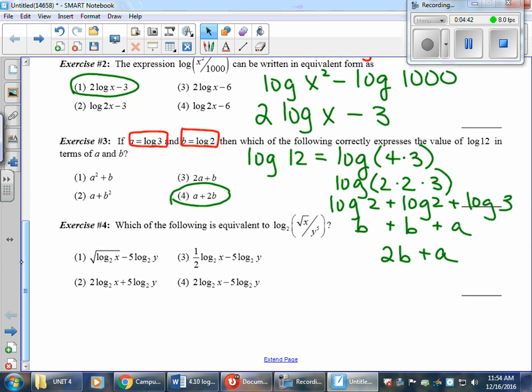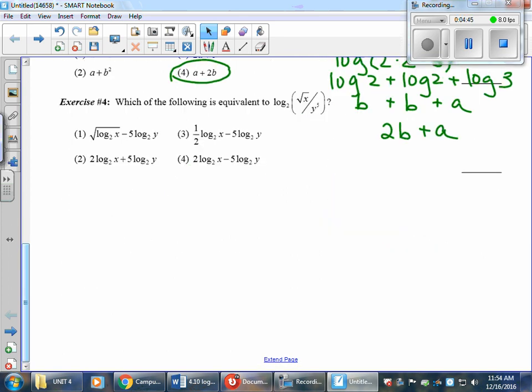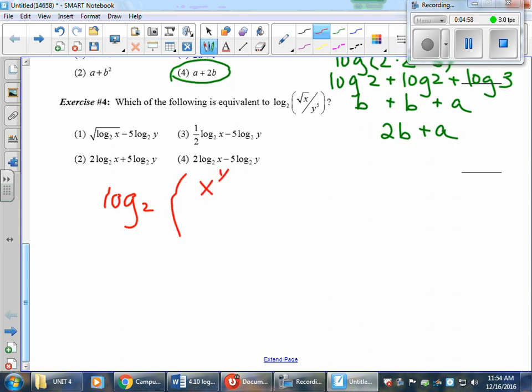So looking at exercise 4, I'm going to slide up a little bit to give myself some more room. So what is this mess going to be? Well, the first thing is log base 2, and I'm going to do some rewriting here. Let's call this x to the 1/2 divided by y to the fifth. And I even rewrite how the fraction looks so it makes more sense to me.